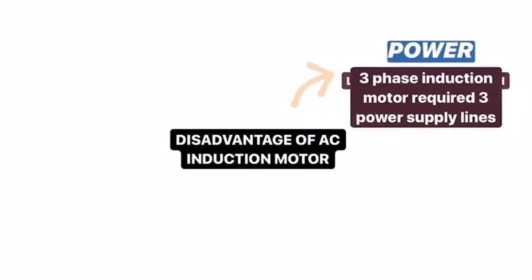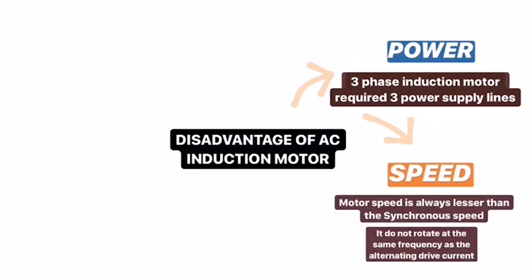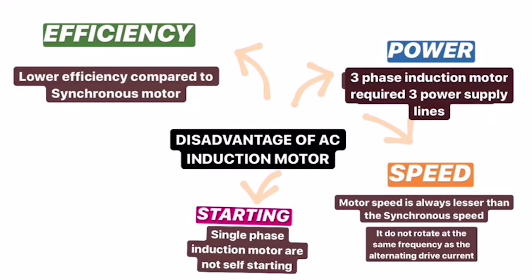I will continue with the disadvantages of the AC induction motor compared to the synchronous motor. A three-phase induction motor requires three power supply lines. Speed: motor speed is always lower than the synchronous speed. It doesn't rotate at the same frequency as the alternating supply current. Single-phase induction motors are not self-starting. An induction motor has lower efficiency compared to a synchronous motor.